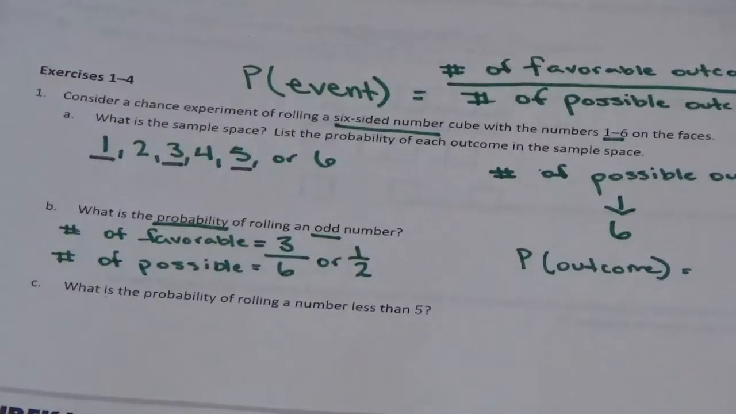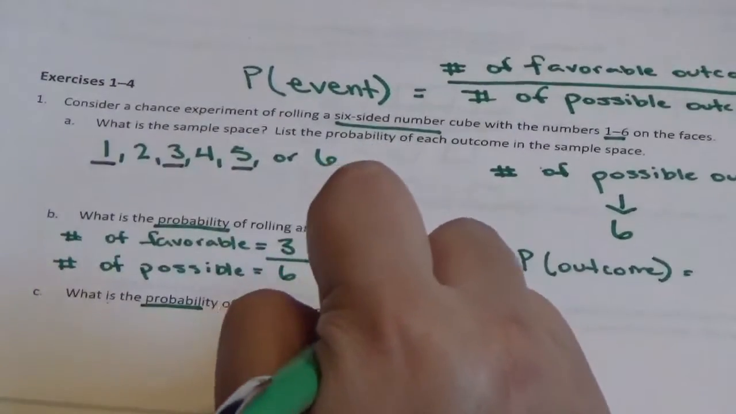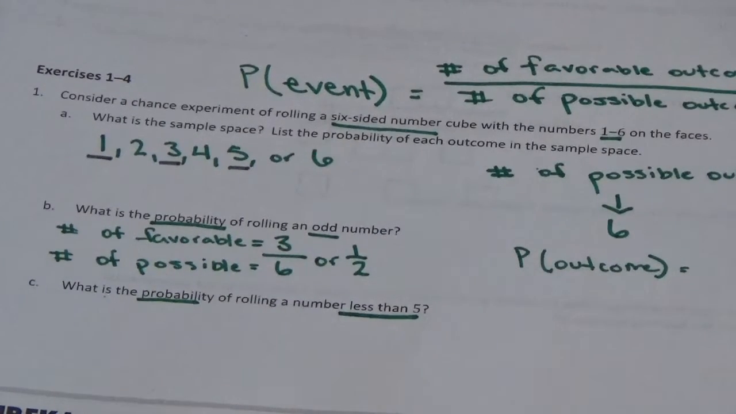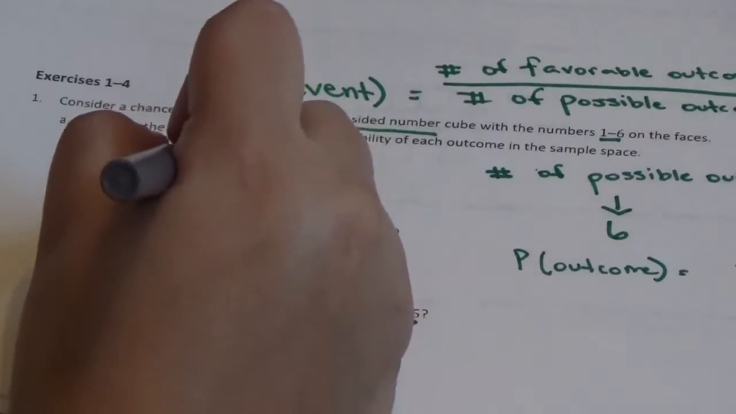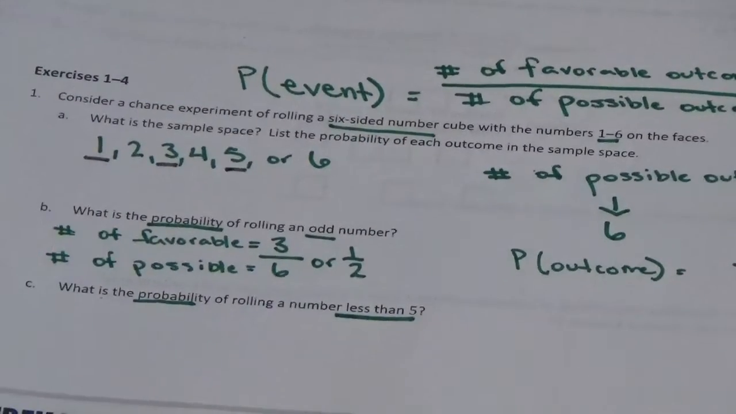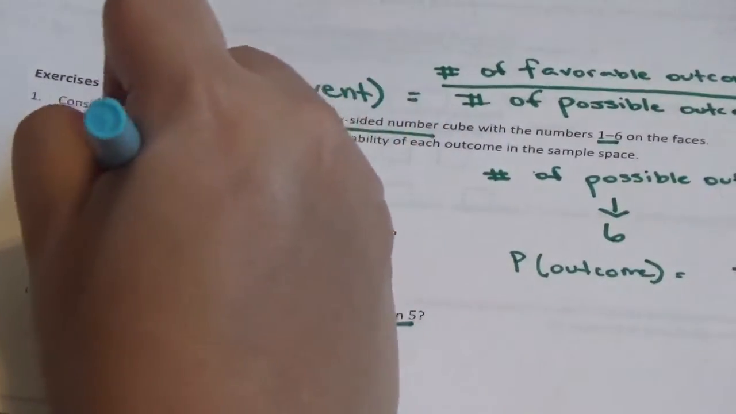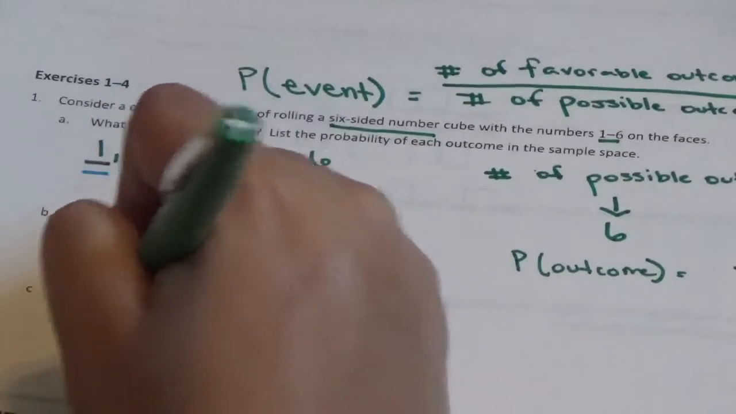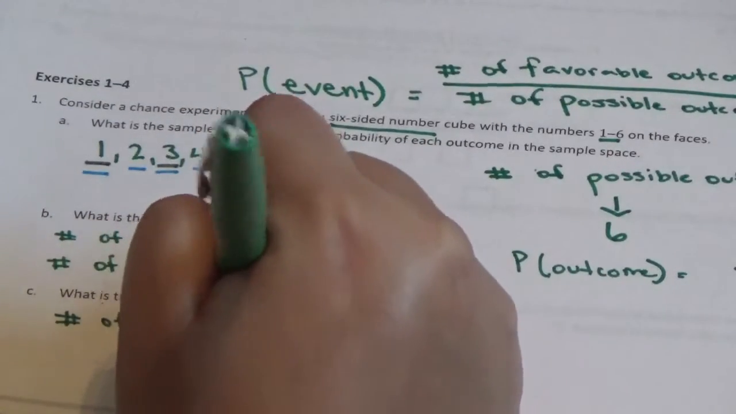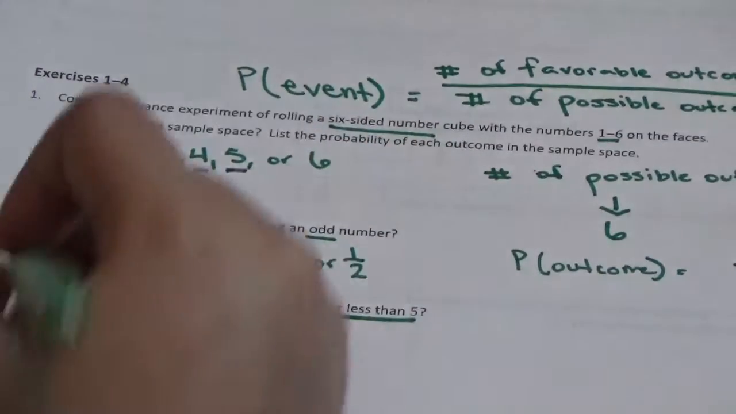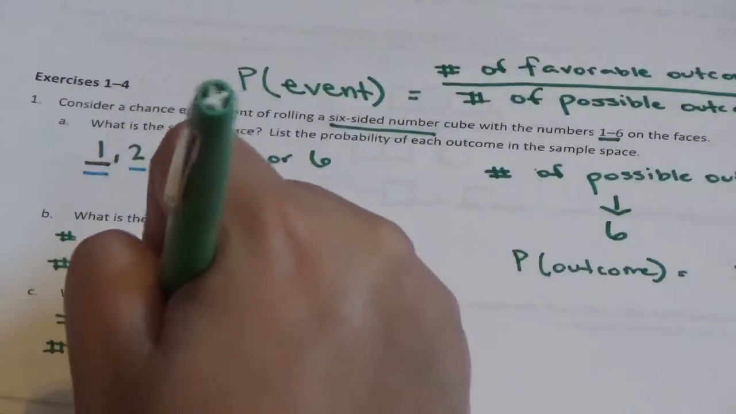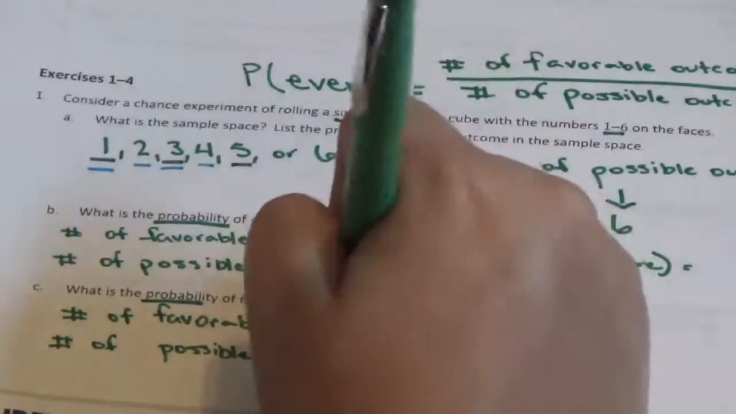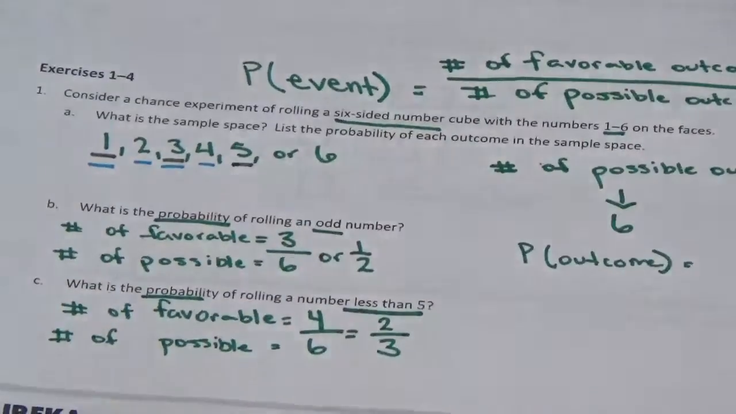Then what is the probability of rolling a number that is less than 5? So is that including 5? No, we just want to know what's less than. So there's, let me use a different color, 1, 2, 3, 4. So the number of favorable, and I'm going to write this out every single time, is 4. And then the number of possible is 6. So 4 out of 6, or 2/3. So that's the probability for that.